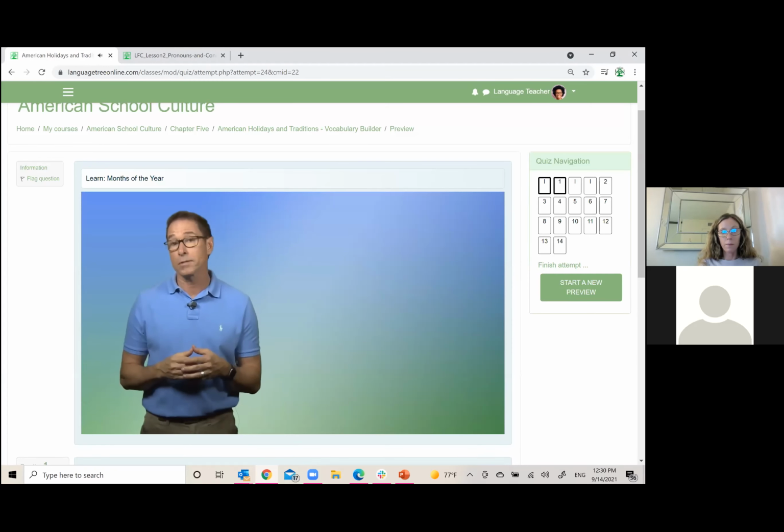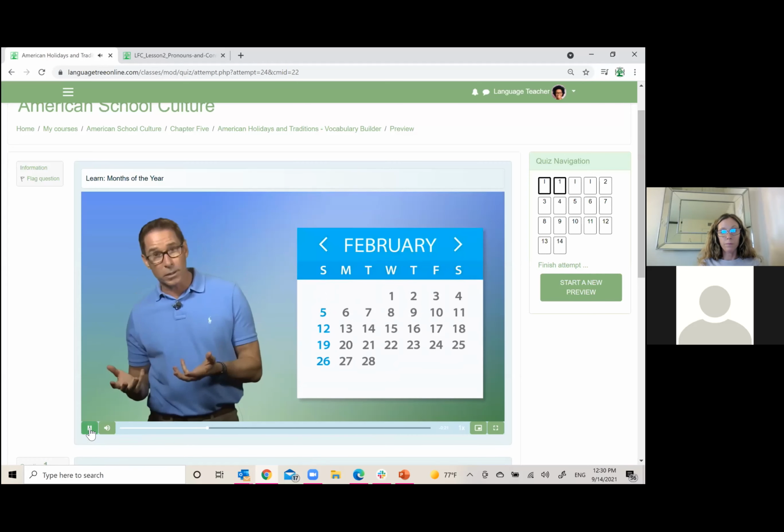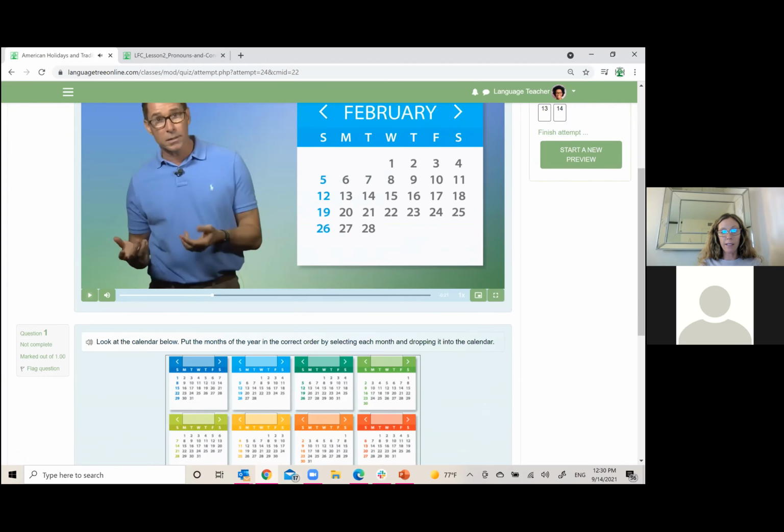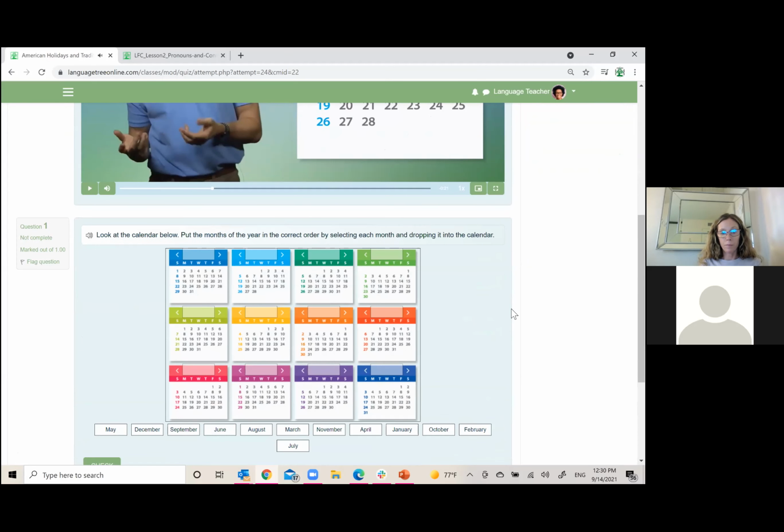Let's review the months of the year. January, February. And then the interactive exercises. Look at the calendar below. Put the months of the year in the correct order by selecting each month and dropping it into the calendar.